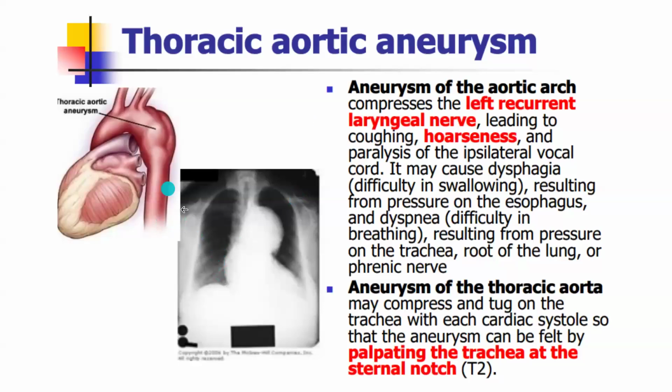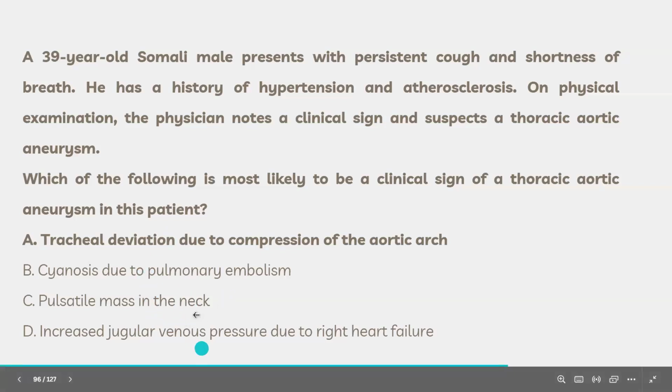So the thoracic aortic aneurysm is basically an enlargement of the aorta, and it will tug or compress the trachea and lead to it deviating, and it deviates to the point that it's palpable at the sternal notch, T2. So the rest of these choices would be wrong.